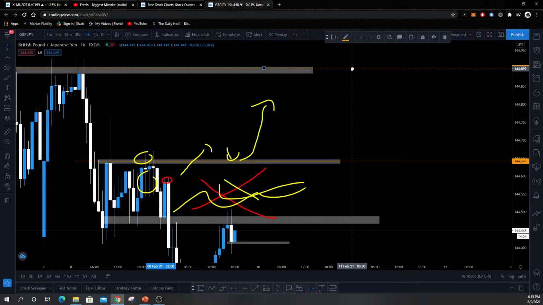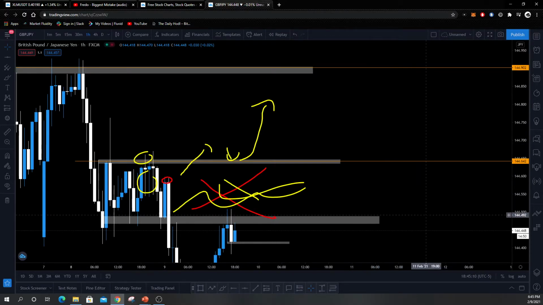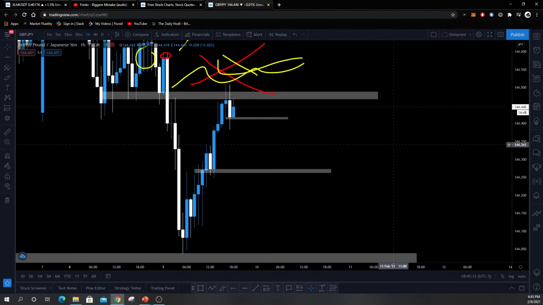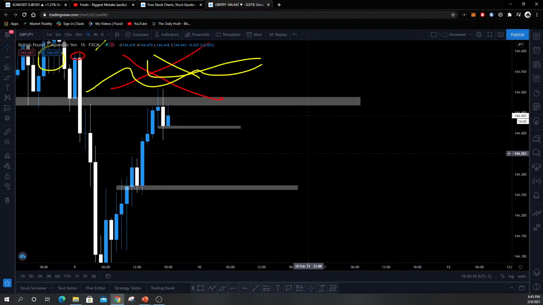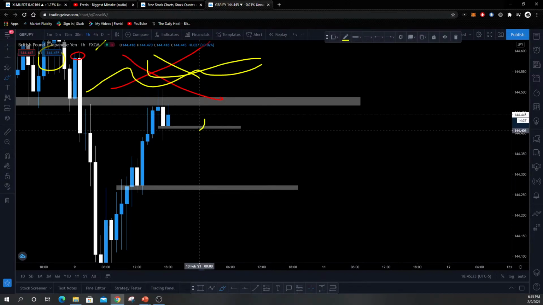Just so we can have round numbers. Okay, 144.900, just so we have round numbers. And then for sells, we're already at that level, so maybe it can happen sooner. I don't know, but if that happens, the sells would be below this area.